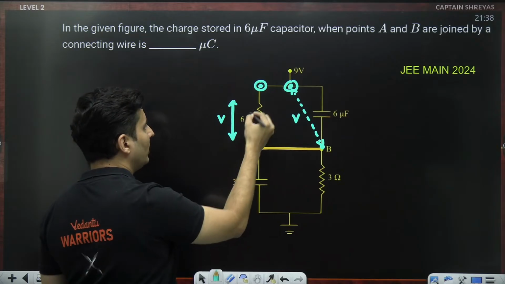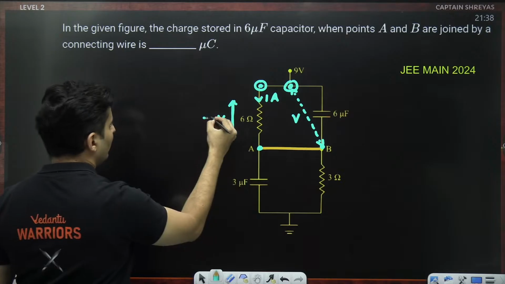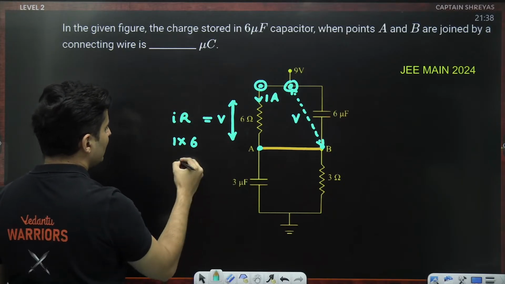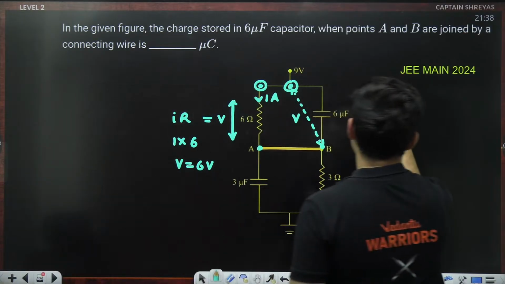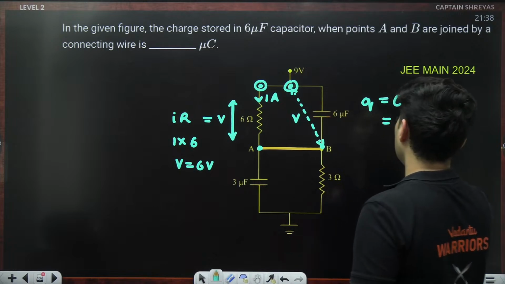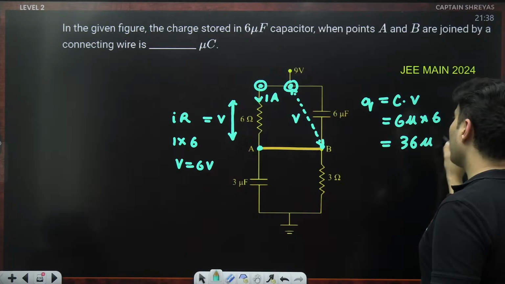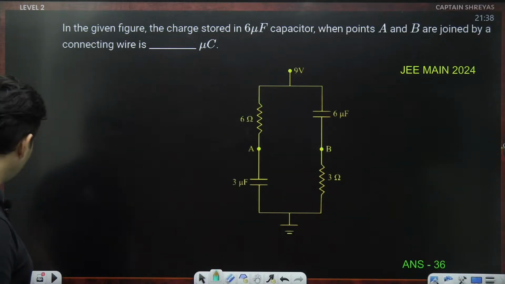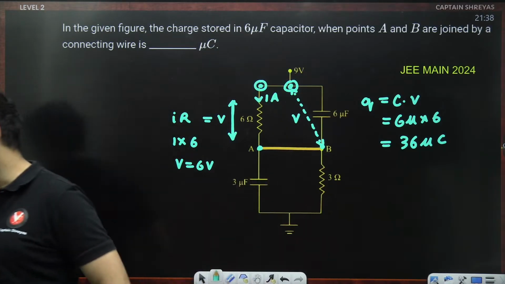How do I find the voltage across 6? I know the current is 1 ampere. So this voltage, which is I into R, will become 1 into 6. So voltage is 6 volts. So hence the charge, which is capacitance into voltage, 6 micro into voltage, which is 6, it will be 36 micro coulomb. Hence the answer should be 36. Yes, it is 36. 36 microcoulomb.